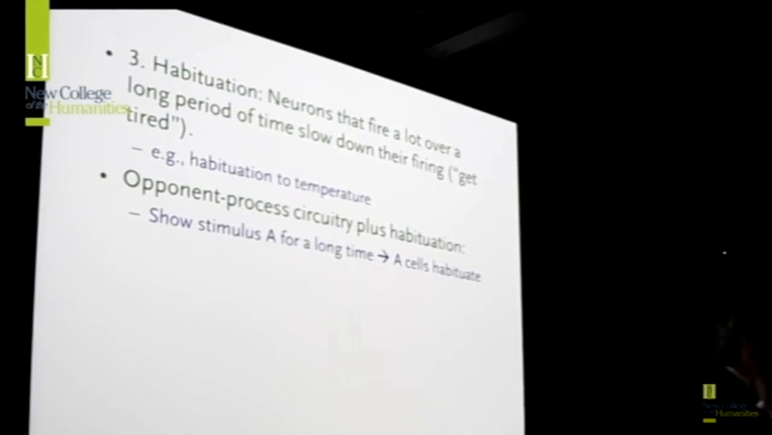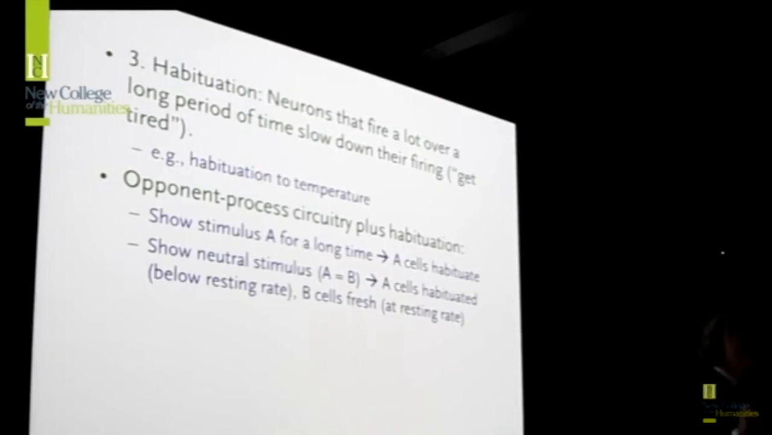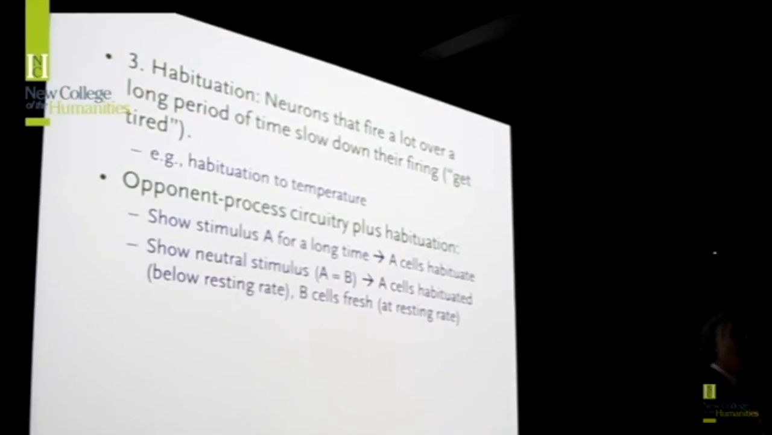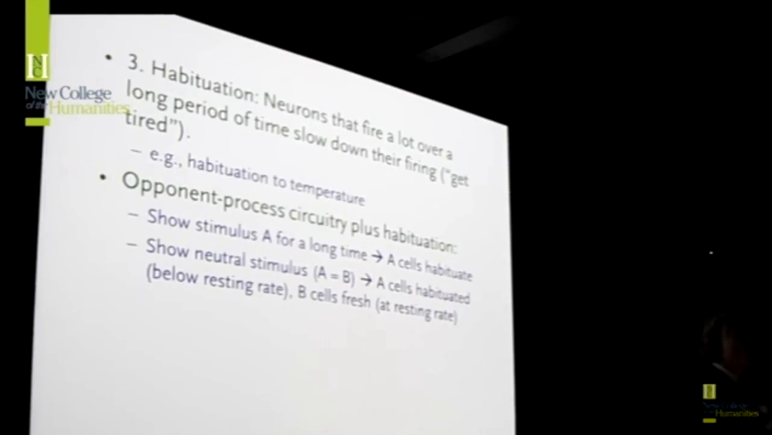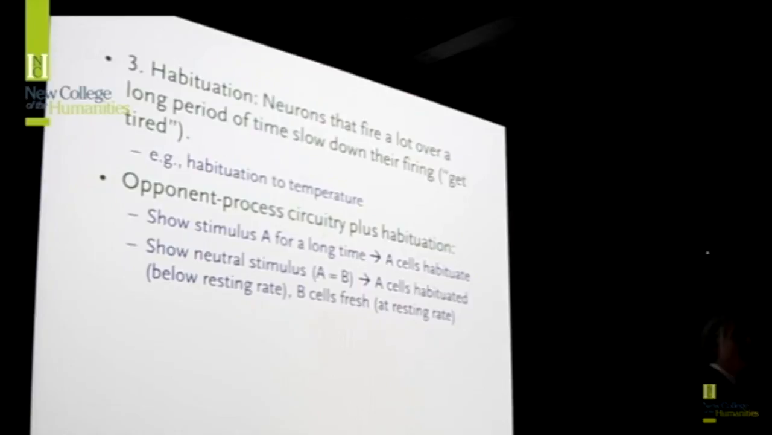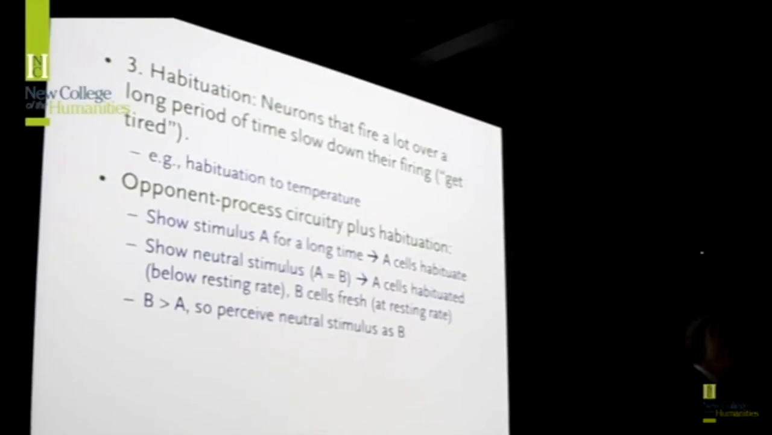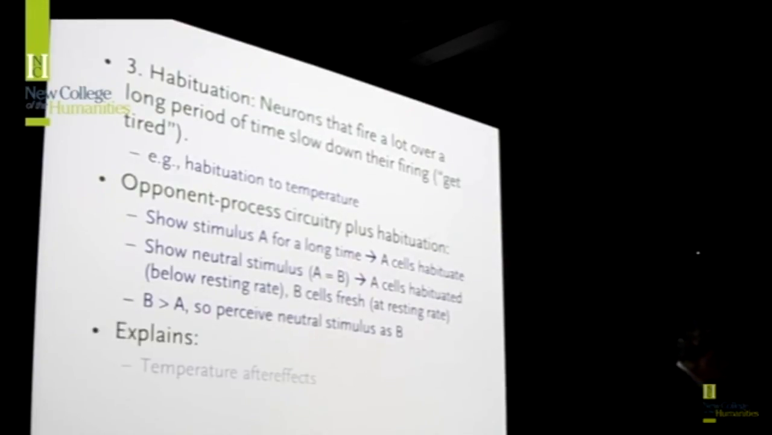Here's the way it works. You show stimulus A for a long period of time until the A cells habituate. Then you show a neutral stimulus. Think of neutrality as meaning the following: equal amounts of stimulation from the A and the B. That could be the red and the green, the hot and the cold. What will happen? Well, in an opponent process circuit, if it's getting equal input from two sources, but one of them has been habituated because you've seen it over and over and over again, the other one will then dominate the input. It will drive the opponent process circuit below its resting rate, and you will perceive the qualitatively opposite sensory quality. That is, the neutral stimulus will now be perceived as B, the opposite of the one that has been tuckered out by the repeated stimulation.